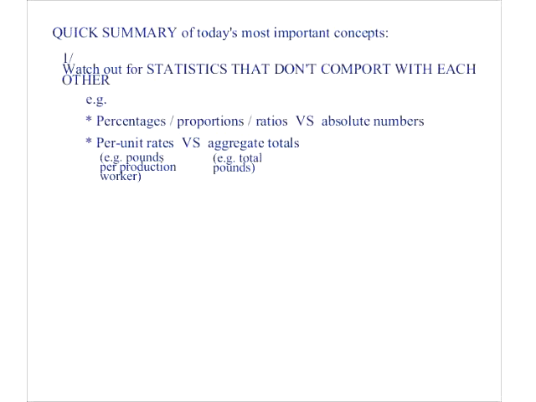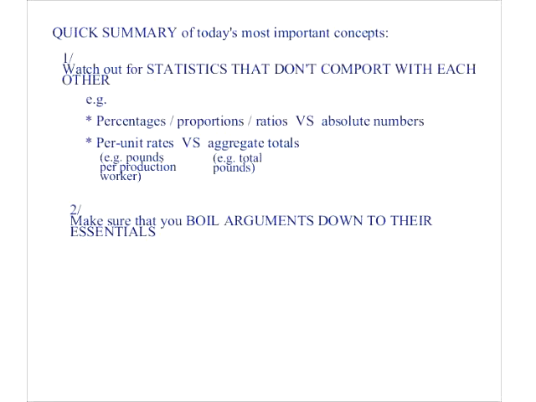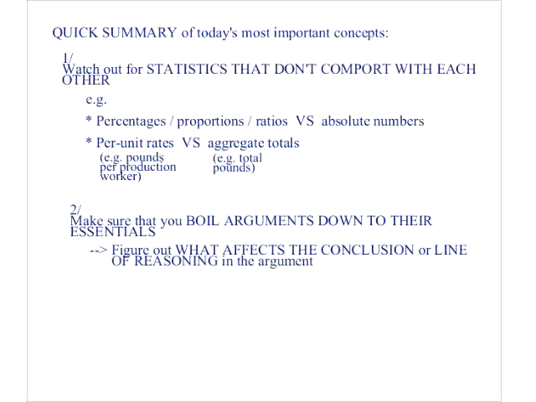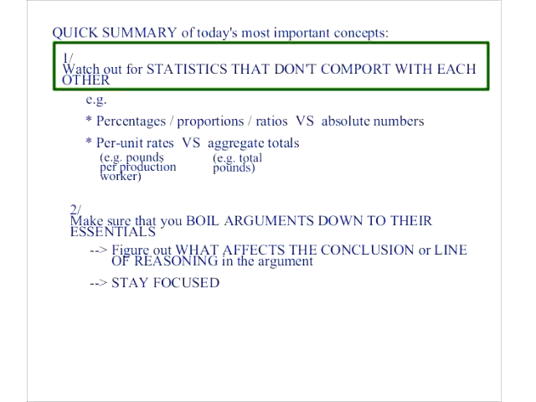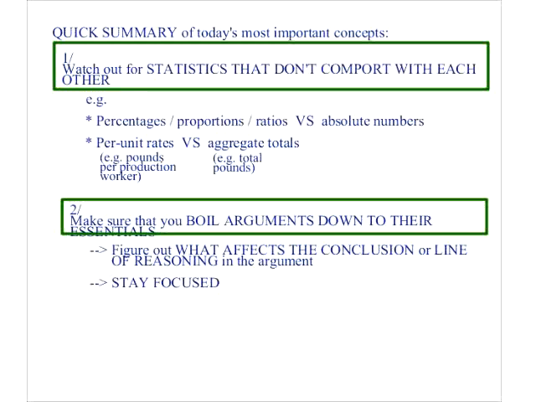And then the only other major theme of today's lesson was to make sure that you boil arguments down to their essentials. Figure out what matters. Figure out what affects the actual conclusion or line of reasoning in the argument. And then make sure you stay focused on that. So these are our main themes of today's study hall. I think we're going to take the other group of quantitative problems and use them for another study hall. But those are the main deals here.